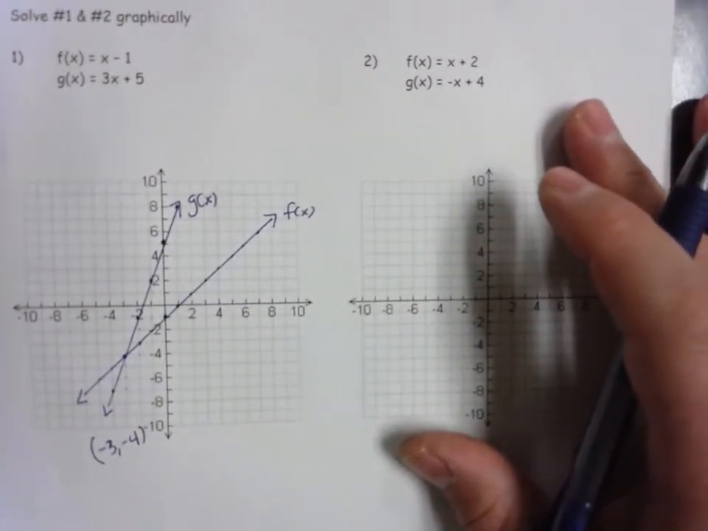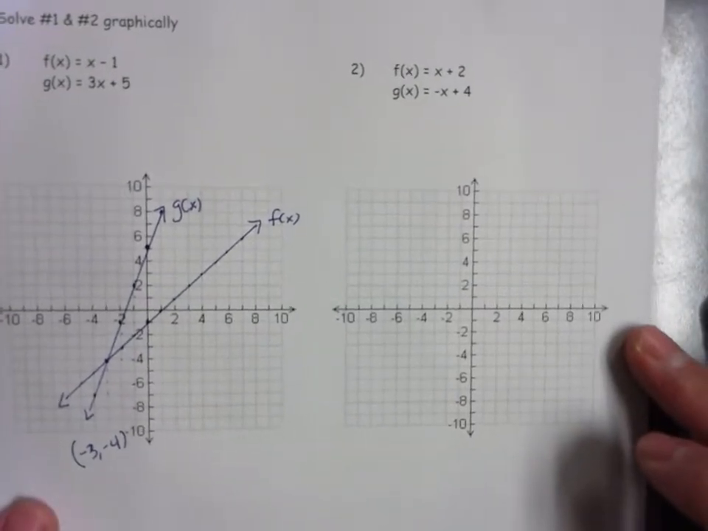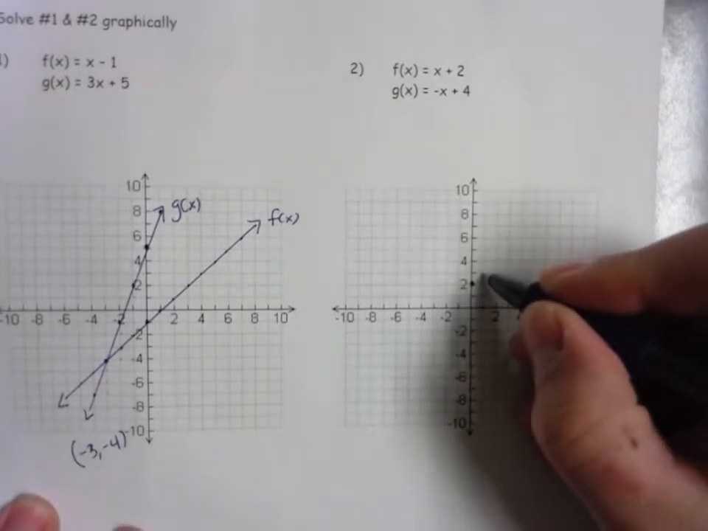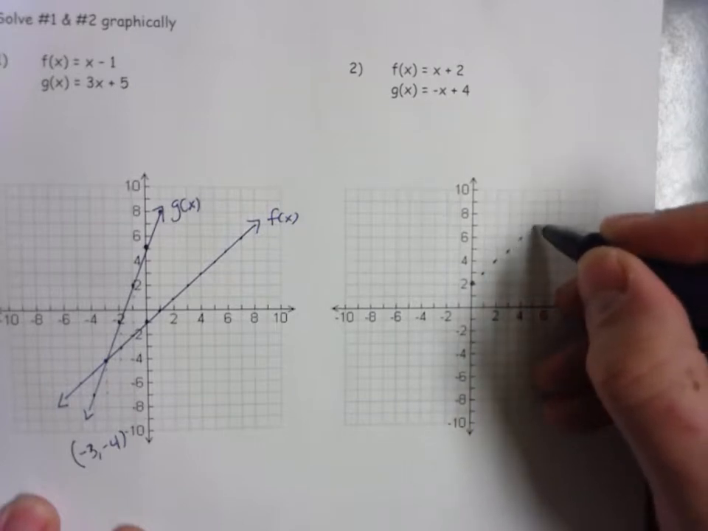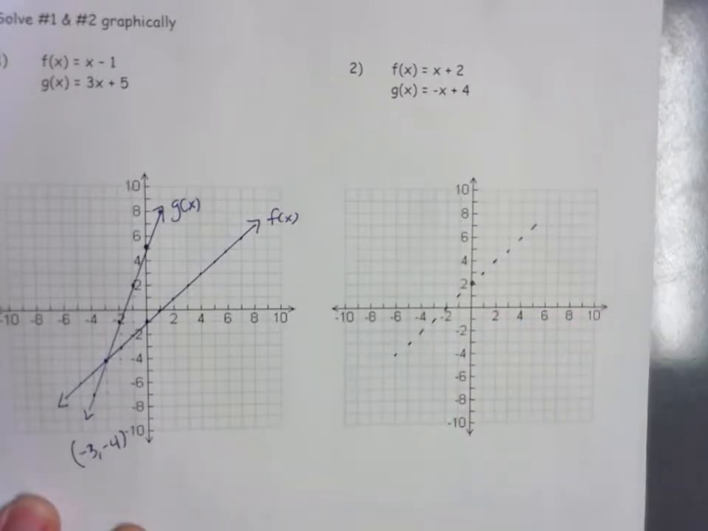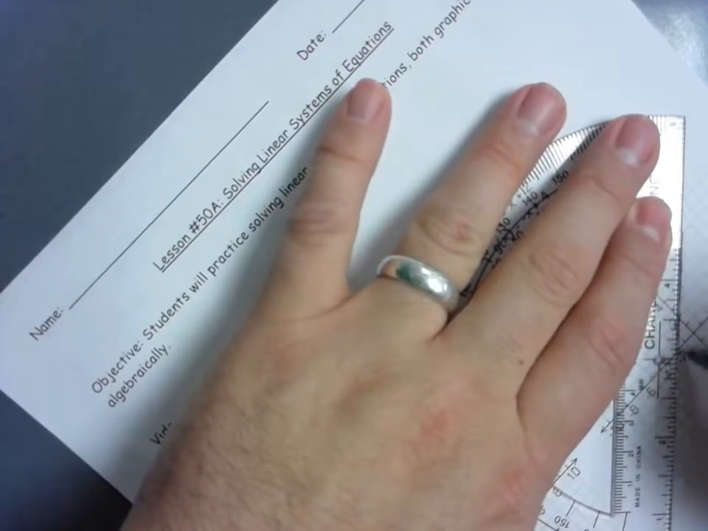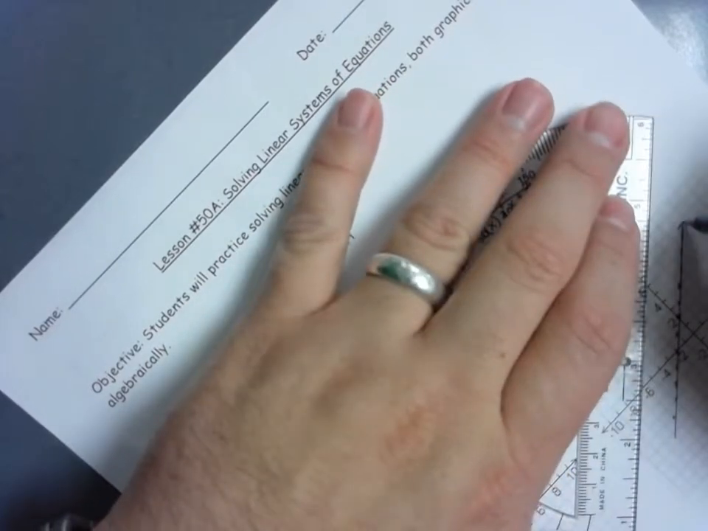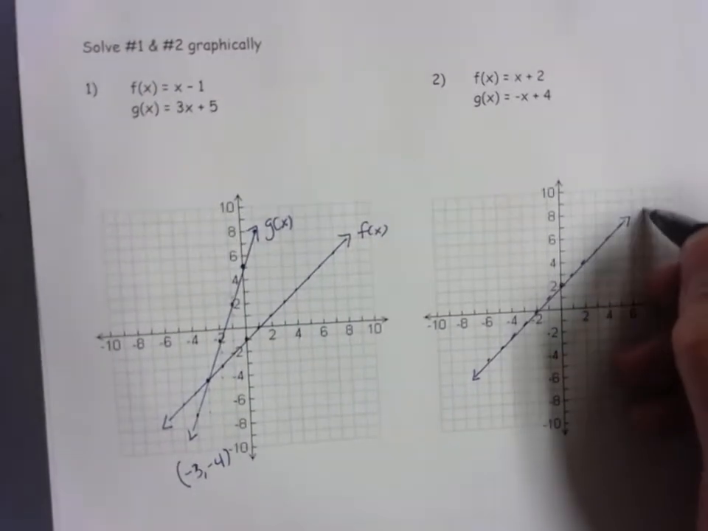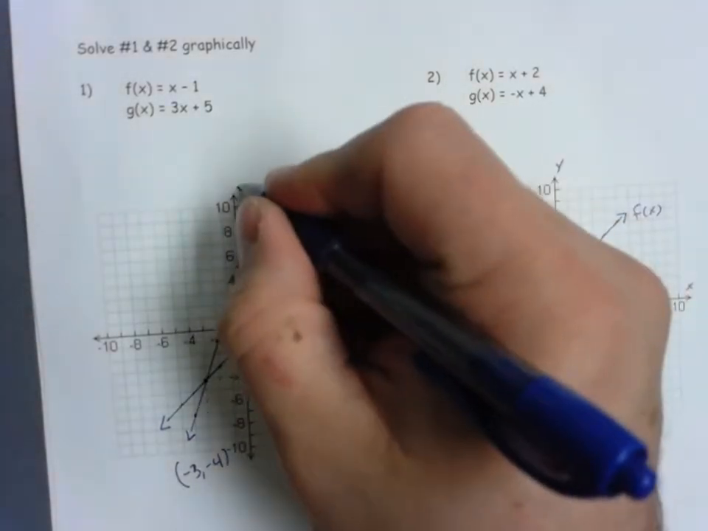For number 2, here I have my f of x is x plus 2, and my g of x is negative x plus 4. Positive 2, slope is again 1. Use my straight edge. That's my f of x. Label as f of x. Label my axes real quick.